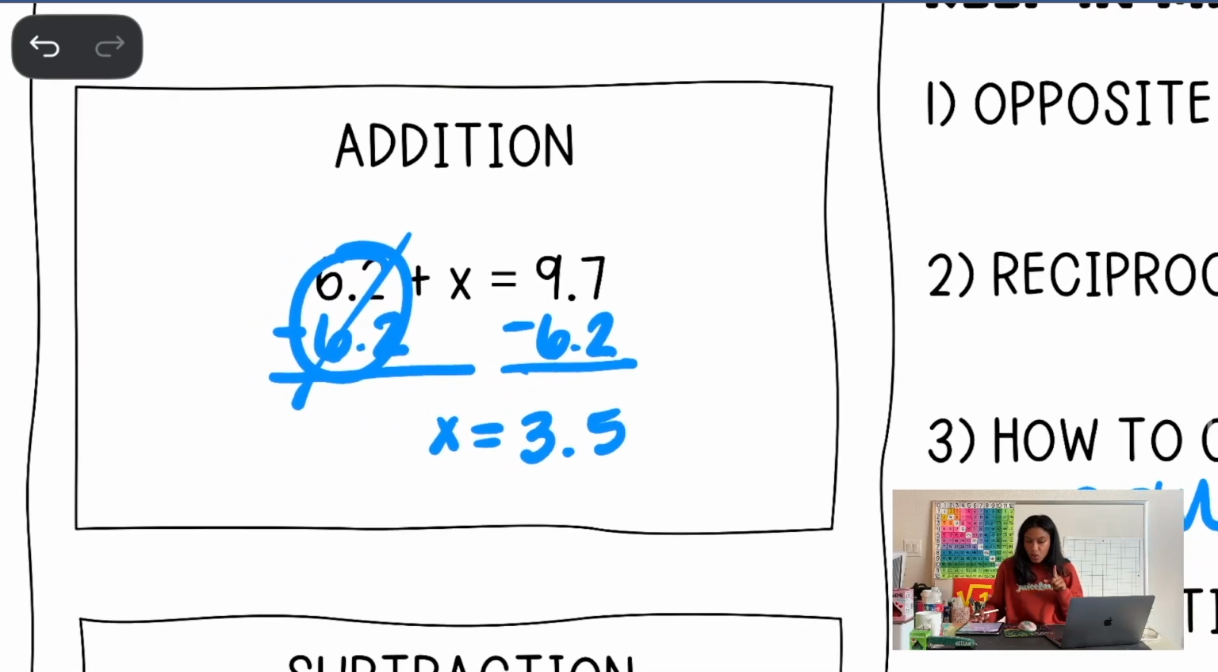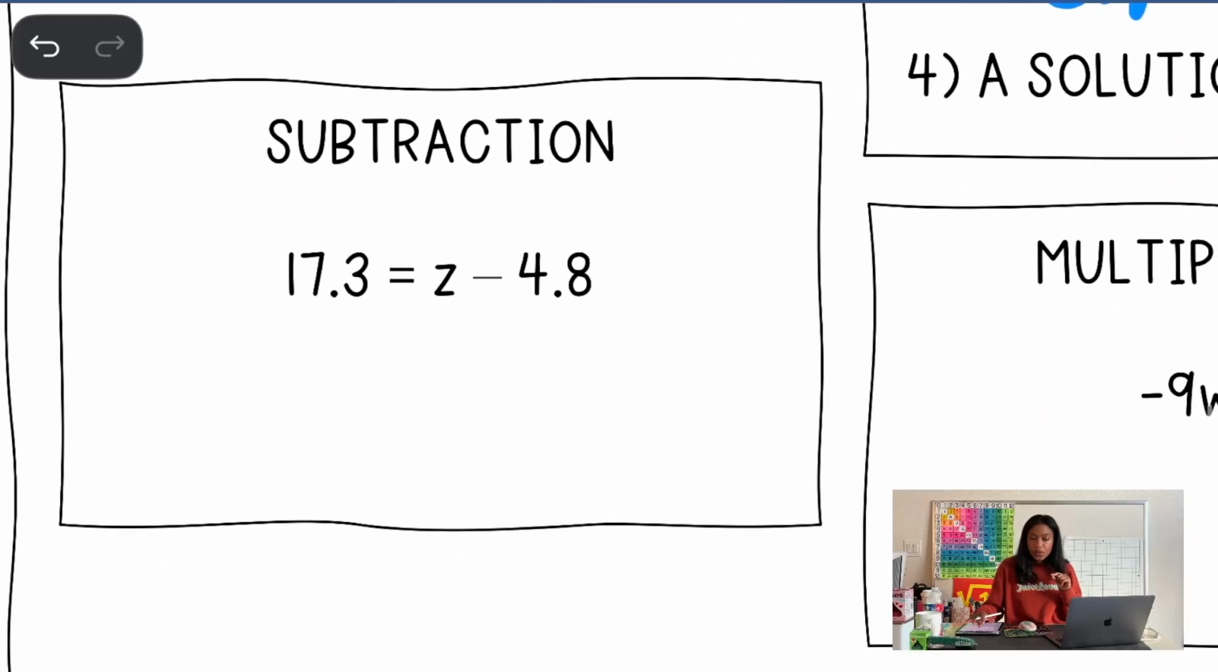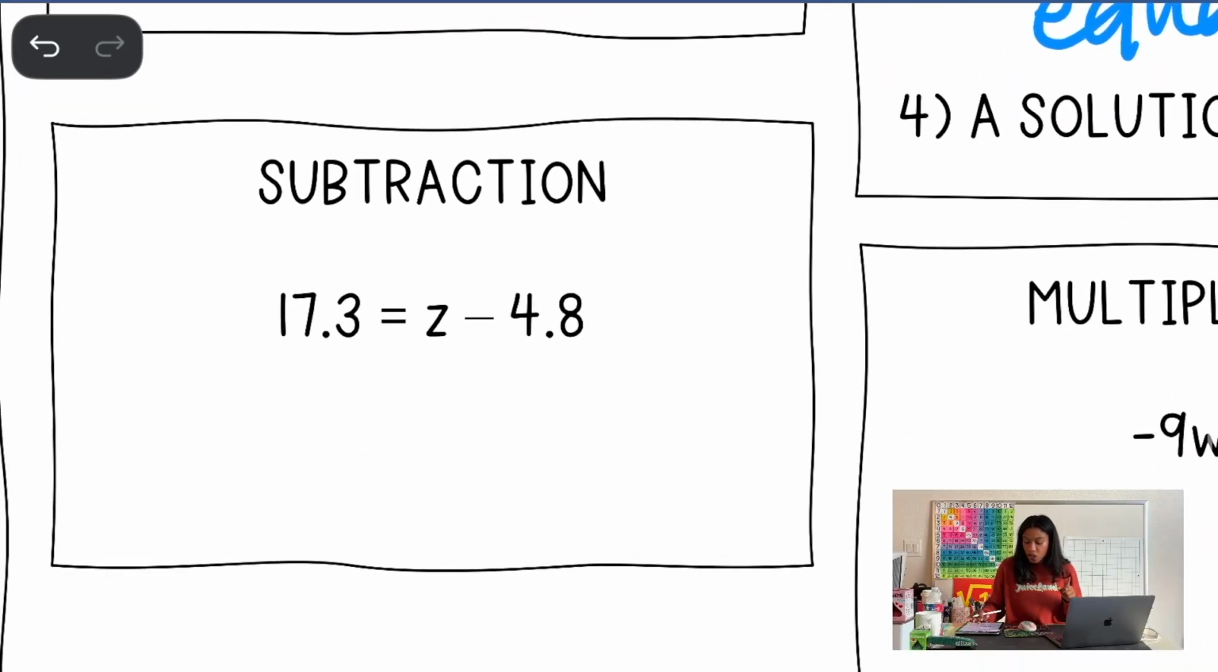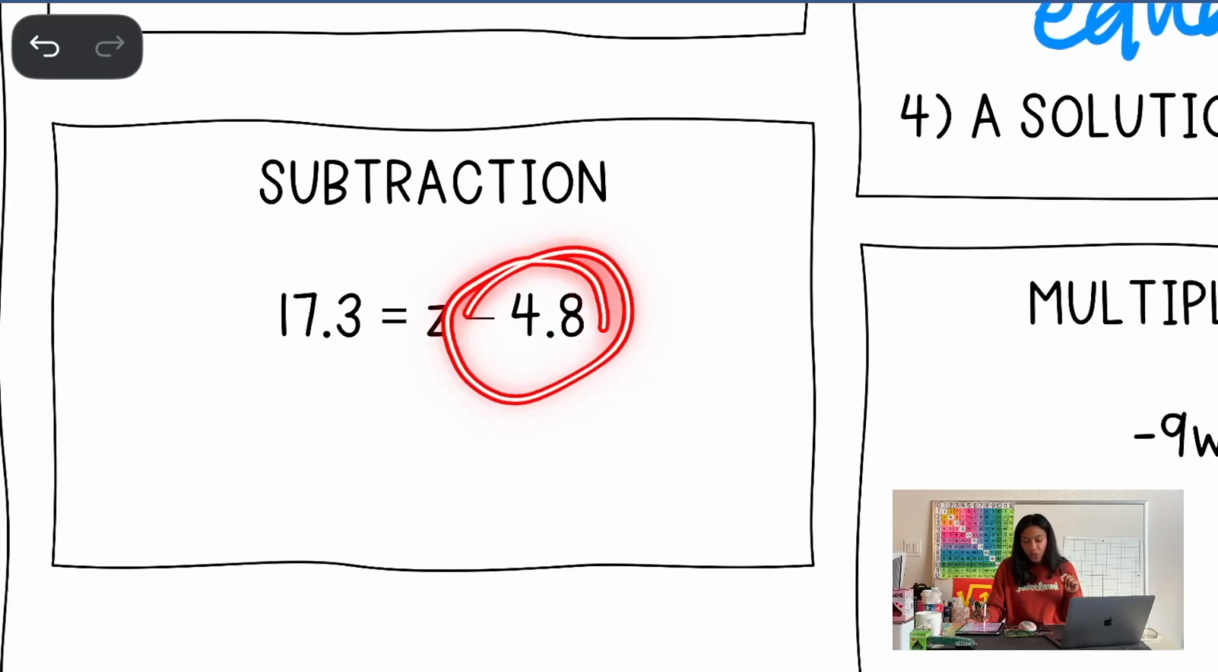For now, we're just going to go ahead. Our next problem involves subtraction. Really quick, tell me the inverse of subtraction. We know it's addition. All right. This time, our variable is z, and we have z minus 4.8. Notice that it's on this side now. We're going to add 4.8. Again, we want to do the inverse operation. Inverse of subtraction is addition. And we need to make 0.